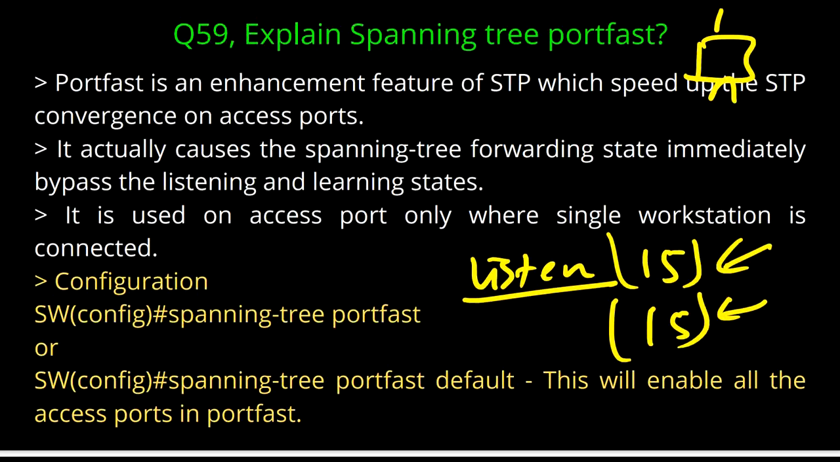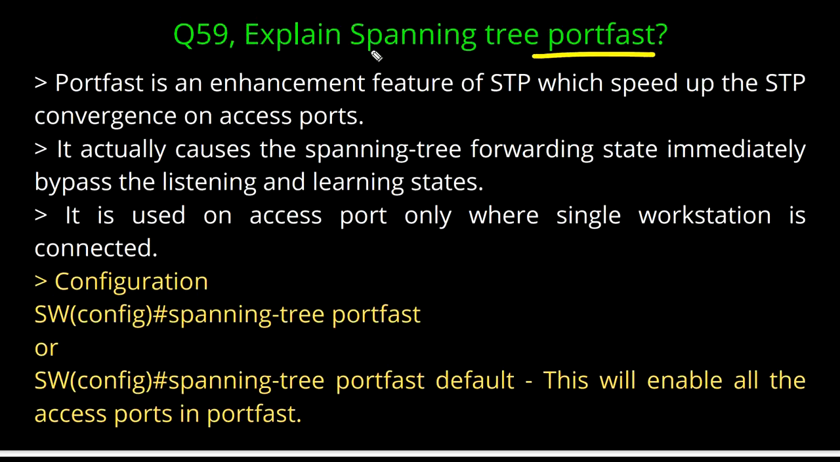So to resolve this problem, we have the concept of port fast. So you can see over here, port fast is an enhancement feature of STP which speeds up STP convergence on access ports. We configure port fast on access ports so that the port goes to the spanning tree forwarding state immediately, bypassing the listening and learning states. So if you configure port fast on an access port, it will bypass the learning and listening states, and that port will move into the forwarding state immediately, right?